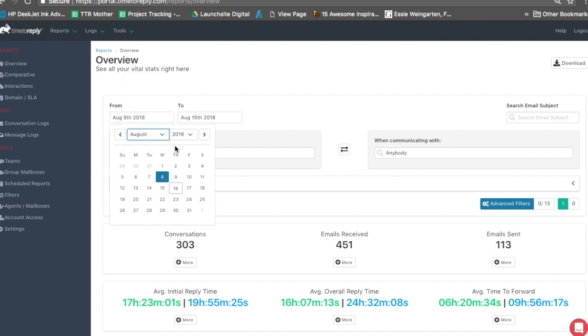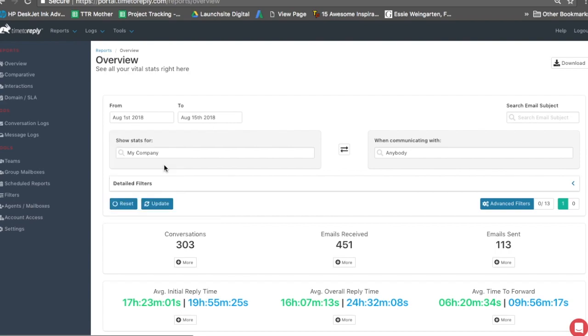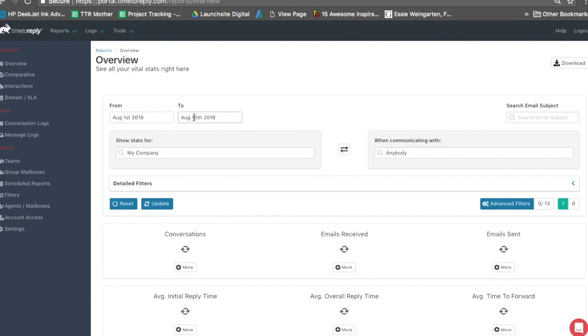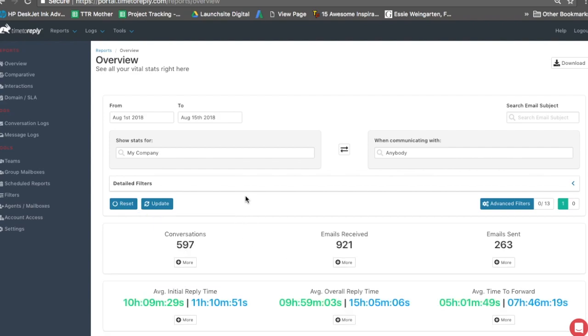It's important to note that we allow a 3-month moving window. So your to date has to be within 3 months of your from date. Then once you've set your dates, you can see that information populates below.